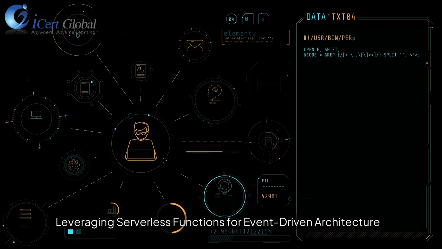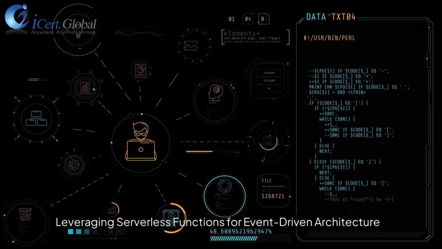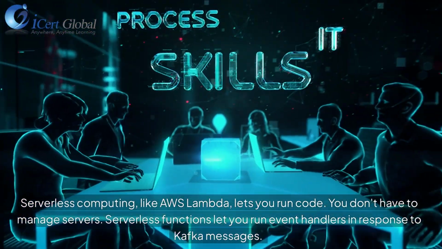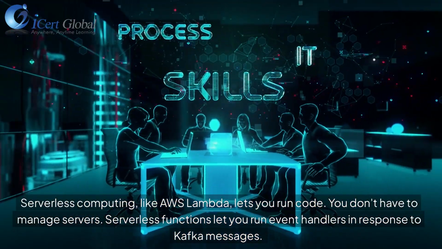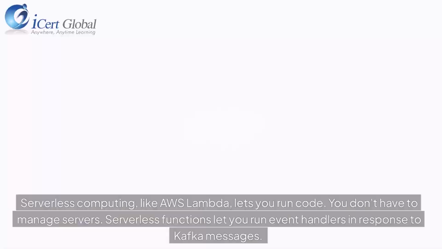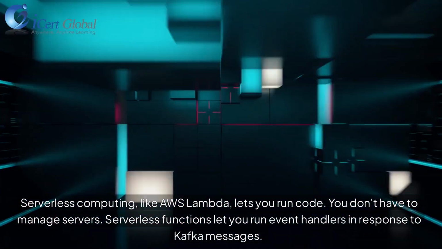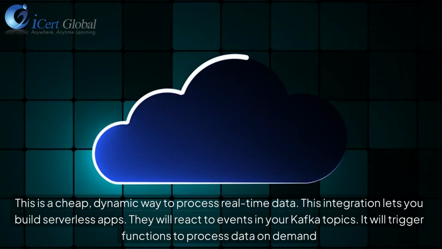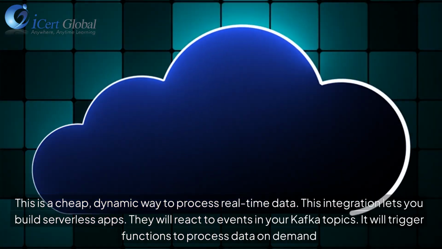Leveraging serverless functions for event-driven architecture. Serverless computing, like AWS Lambda, lets you run code. You don't have to manage servers. Serverless functions let you run event handlers in response to Kafka messages. This is a cheap, dynamic way to process real-time data.